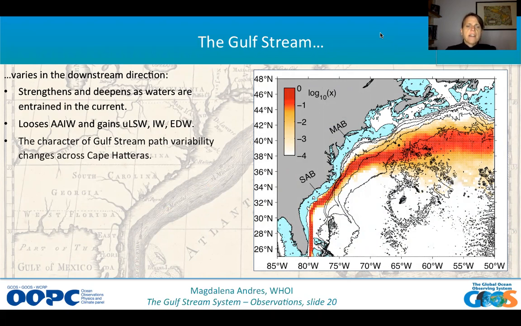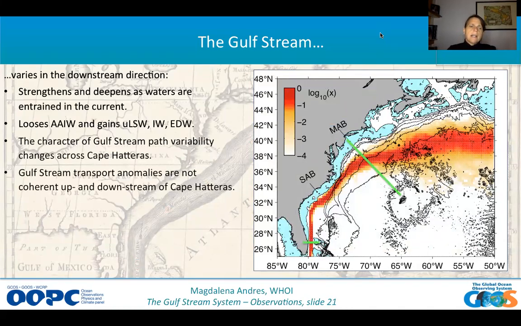In addition, the character of the Gulf Stream path variability changes greatly across Cape Hatteras. Between Florida Straits and Cape Hatteras, meanders are relatively small amplitude, whereas downstream of Cape Hatteras, meander amplitudes are very large and the envelope of the locations where one can find the Gulf Stream is very wide.